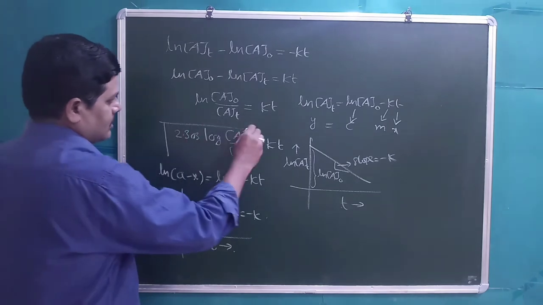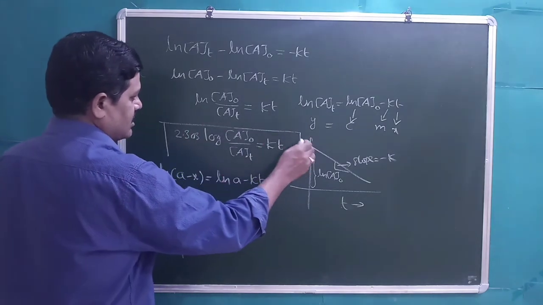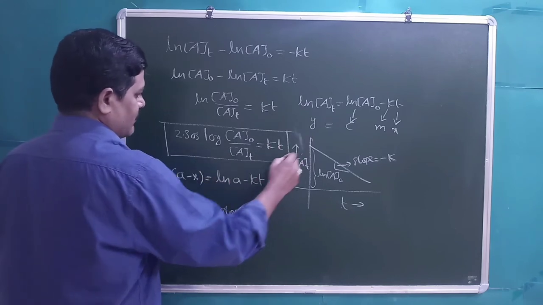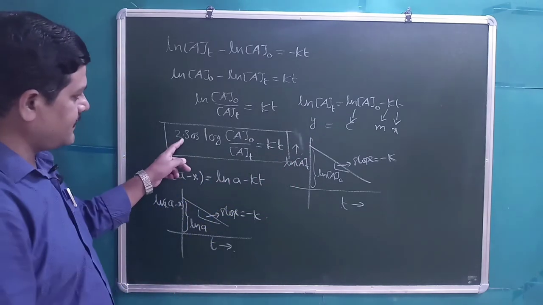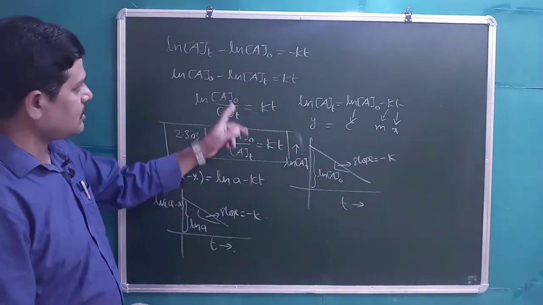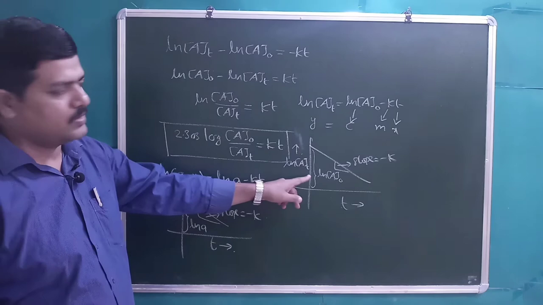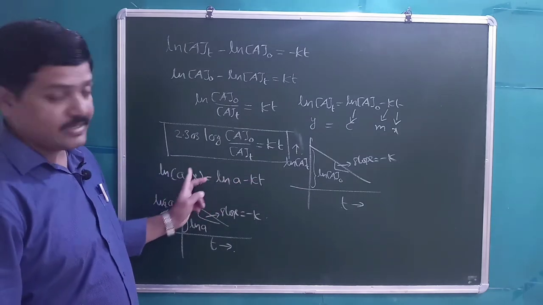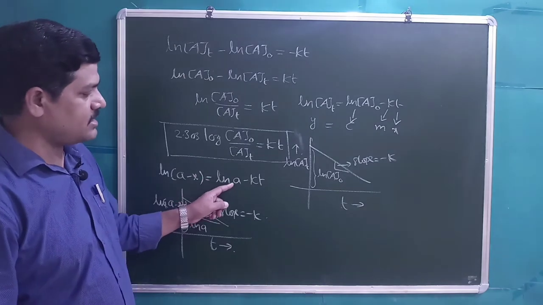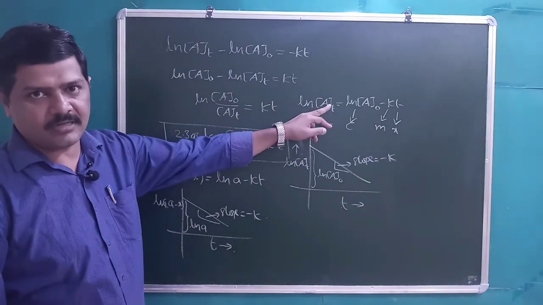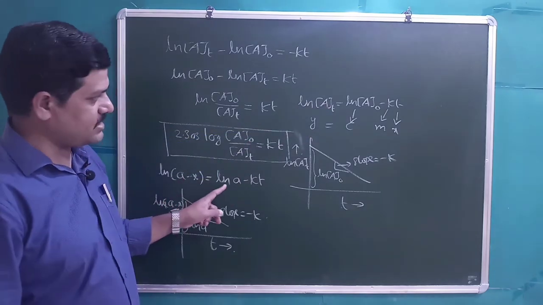But generally, when we are doing calculations in first order kinetics, we will use the equation 2.303 log A naught by At is equal to kt. This is useful in drawing the graph, right? And this is also in terms of a and a minus x. The initial concentration A naught is the same as a, and the concentration of A at time t is a minus x.